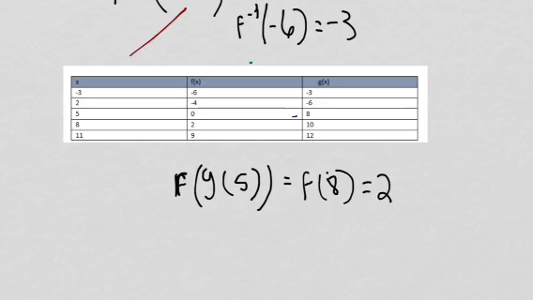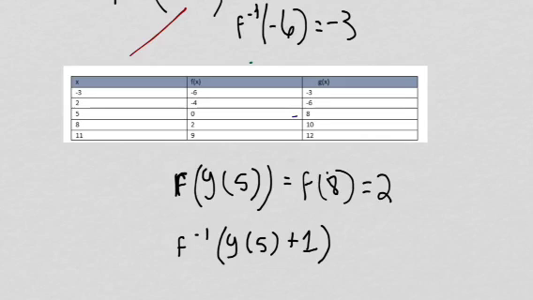So the trickiest these problems will get is throwing some operations inside our parentheses as well. By way of example, if we plug in 5 to g, we get 8, right? So g of 5 is 8. But let's say I want to end up doing f inverse of 9. I don't want f inverse of 8, I want f inverse of 9. So what we can do is say g of 5 plus 1. We know that's going to lead to a result of 9. So then if I say f inverse of g of 5 plus 1, let's see what that gives us.